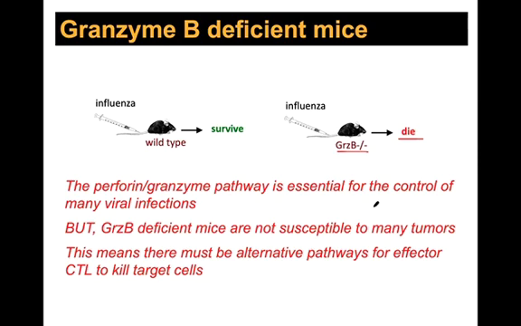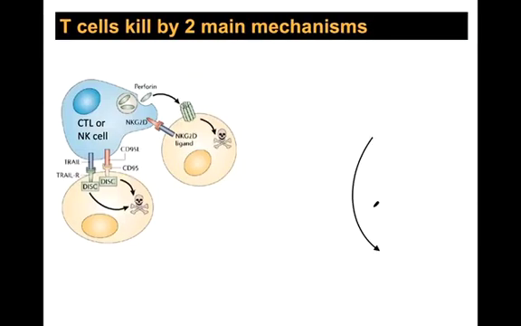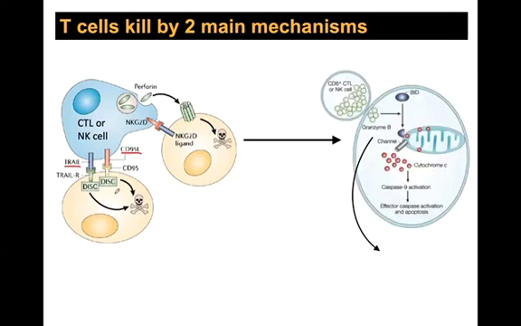We now know that there are other granzymes. There are granzyme A and others that can partially compensate for this, but there are also surface receptors that can kill target cells. So what we now know is that there are proteins like CD95L or FAS ligand, or the TNF receptors that can bind to surface receptors on target cells and cause this apoptosis pathway.